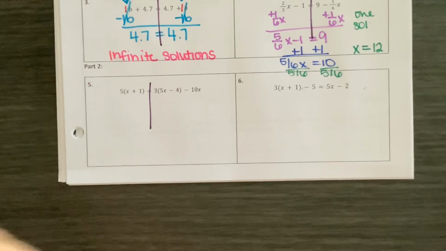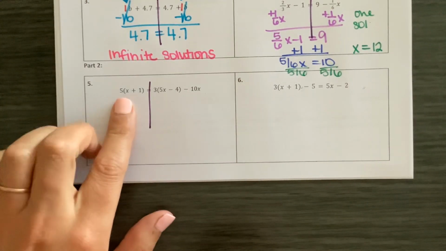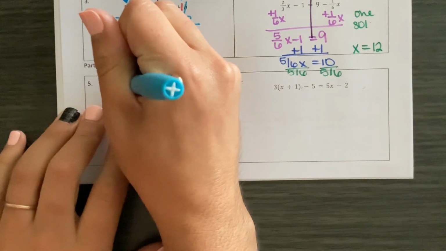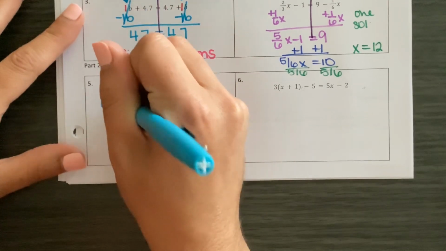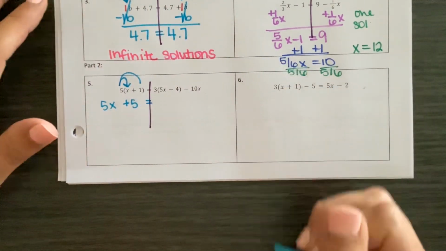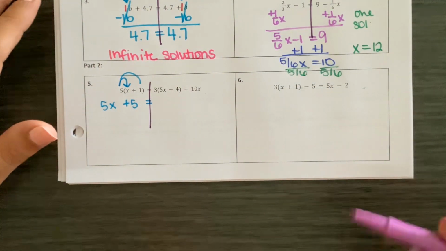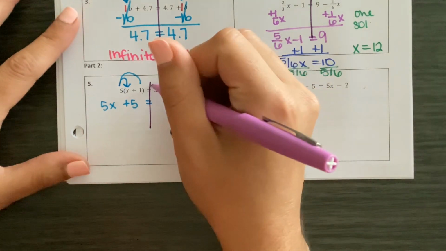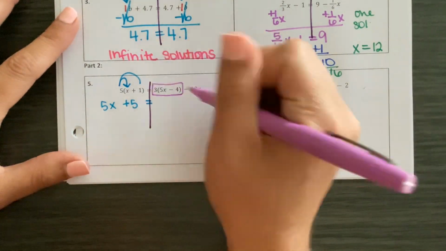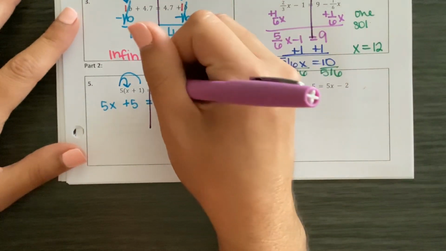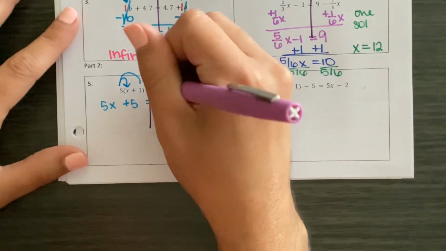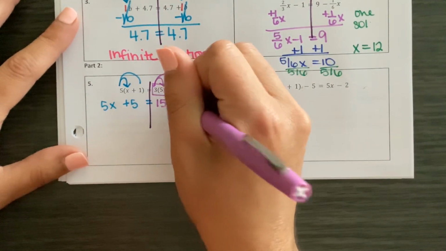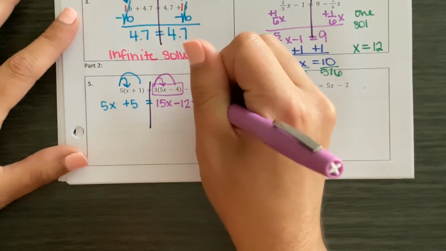I always go left to right because that's how we read a book. If I have to simplify, I start there. So if we look, we do have to simplify this left-hand side. 5 times x is a 5x. 5 times 1 is a plus 5. And it equals, now we gotta look at the other side. Because I have parentheses and that extra little guy, I have to do the parentheses first. 3 times 5x is a 15x. 3 times a negative 4 is a negative 12. And I have a minus 10x.